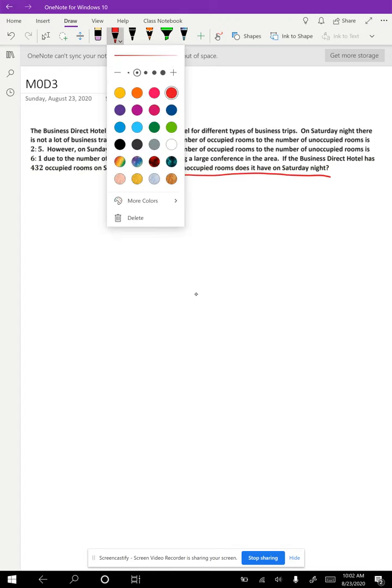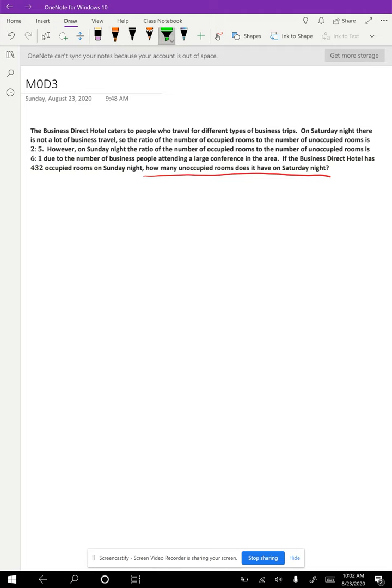So I need to think about all of this information that they gave us. I might actually highlight since this pen kind of messes up the writing on our screen. We know that a ratio of occupied rooms to unoccupied rooms is 2 to 5. So I'm going to highlight that because I remember that word ratio from sixth grade. And then on Sunday night, the ratio of occupied rooms to unoccupied rooms is 6 to 1. Oh, I forgot to write that this is Saturday night.